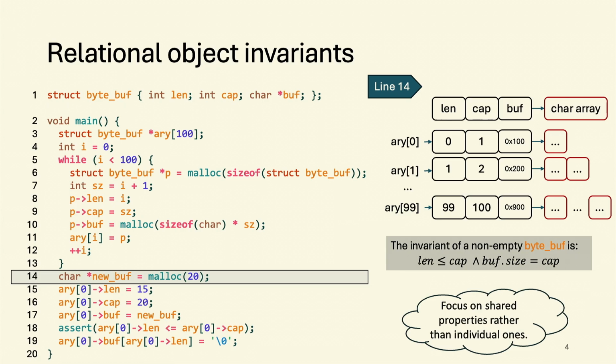Then later, we allocate a new buffer, and we modify something and stick it back into the same array. And what we really want to know is we want to prove that length is always less than capacity. Therefore, all the memory operations here and elsewhere are safe.